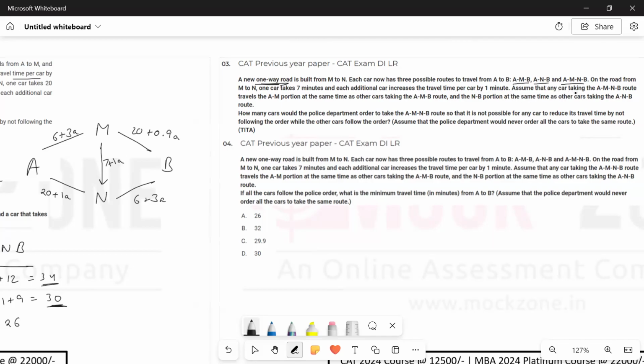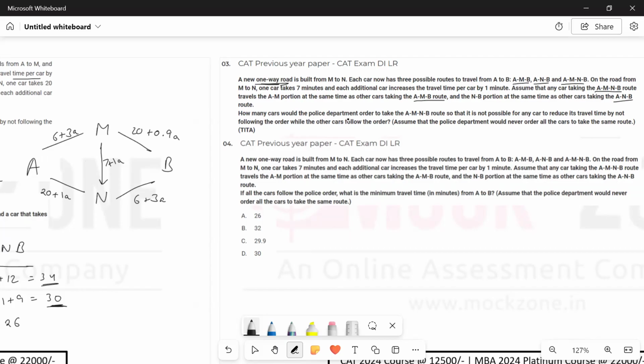Assume that any car taking the A, M, and B route travels the AM portion at the same time as the other cars taking the A and B route, and the NB portion at the same time as the other cars taking the A and B route. Meaning, whoever is going via A, M, N and B will travel the AM route at the same time when the A and B cars are on AM, and he'll travel the NB route at the same time when the A and B cars are on NB. Okay?